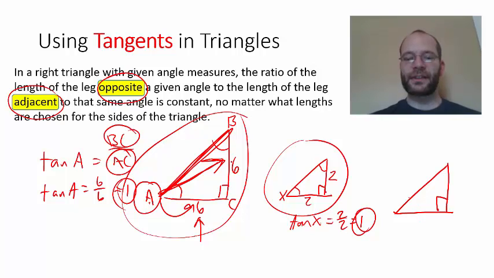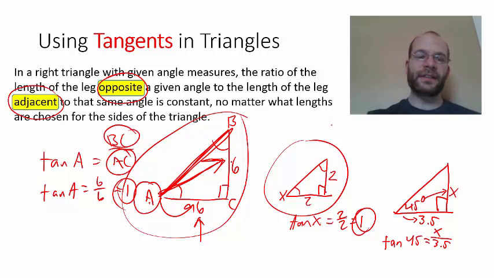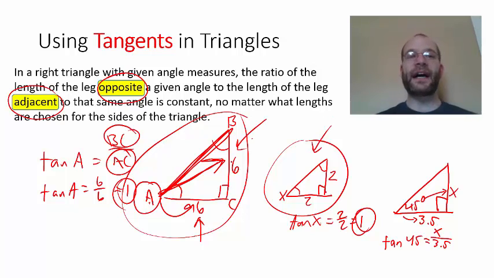We have a triangle. It is a right triangle. I'll say that this is 45 degrees. I'll also say that this is 3.5 units, and I'm trying to find this x right here. I write it this way. The tangent of 45 degrees is equal to the opposite, which is x, divided by the adjacent, which is 3.5. Now, because we already looked at this, we know that the tangent of 45 is always equal to 1. So this piece here is equal to 1.